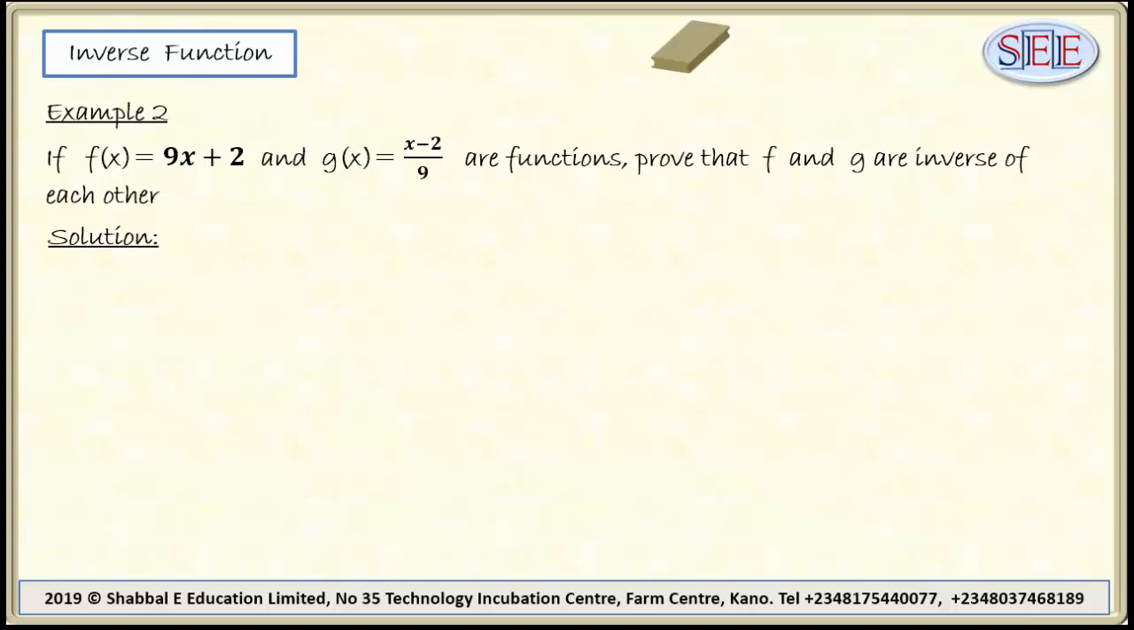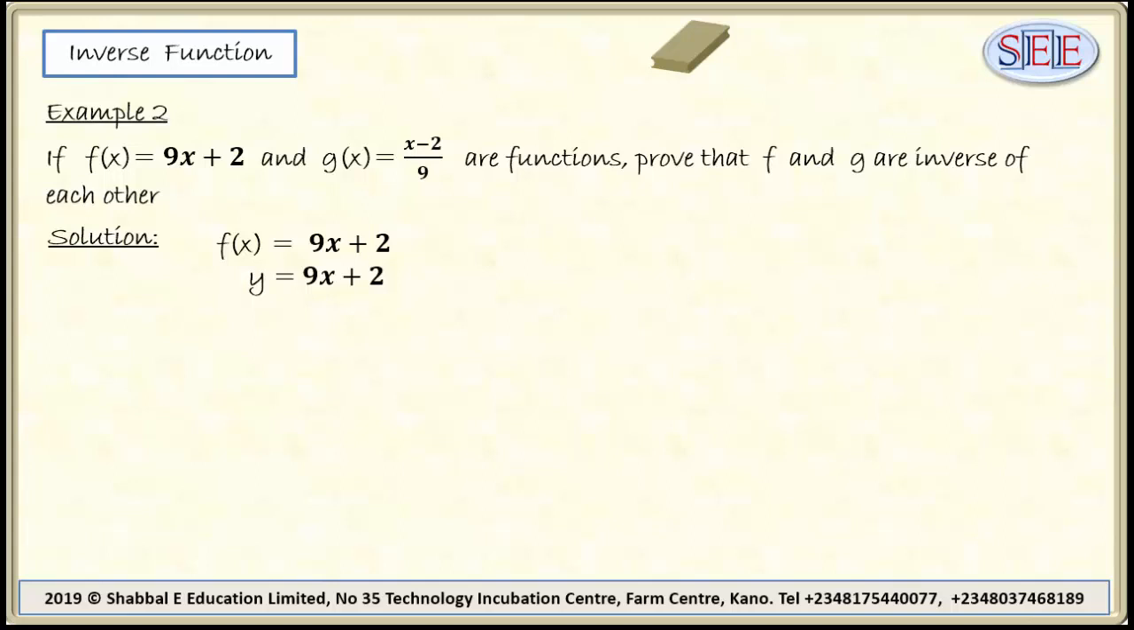So what we simply do is to find the inverse of f and find the inverse of g. Then later we compare. So let's attempt to get the inverse of f first. Copying f of x equals 9x plus 2, that is the definition of the function f. So we attempt to get the inverse of this function f. Step number 1, remember, is replace f of x by y. So replacing f of x by y gives the answer y equals 9x plus 2.